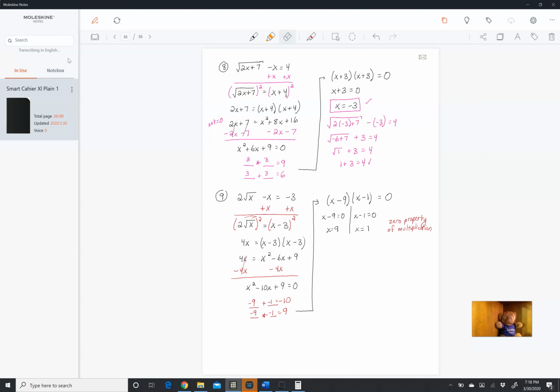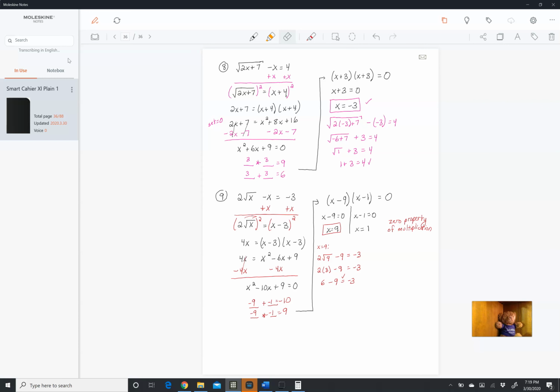So we need to plug this back in. So we're going to start with x equals 9. 2 times the square root of 9 minus 9 is equal to negative 3. Square root of 9 is 3. 2 times 3 is 6. 6 minus 9 is equal to negative 3. So x equals 9 is a solution.